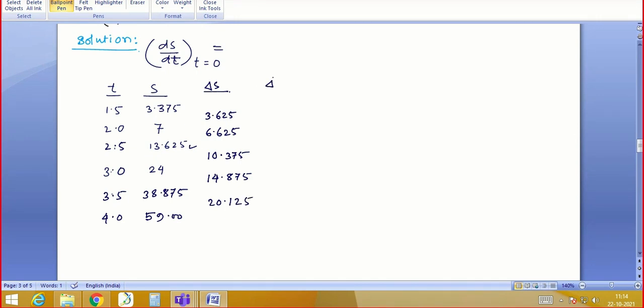Try to calculate the second difference. Subtract this one from this. This value will be 3, this will be 3.75, this will be 4.5, and this will be 5.25. Third difference.